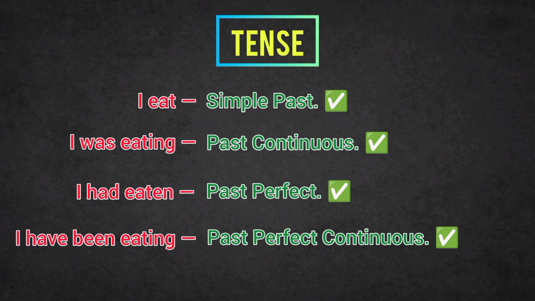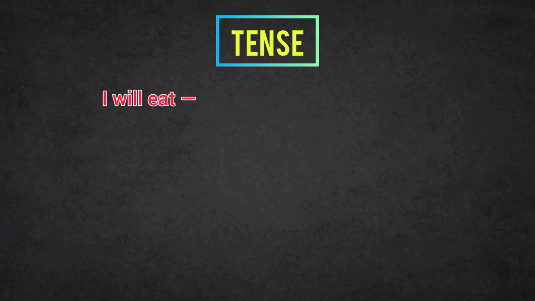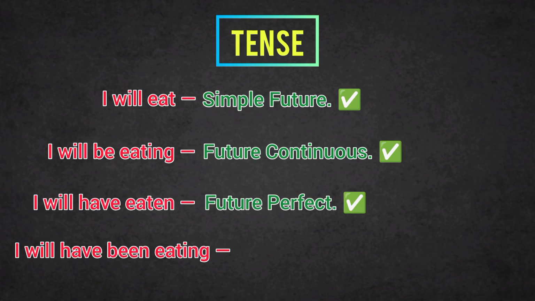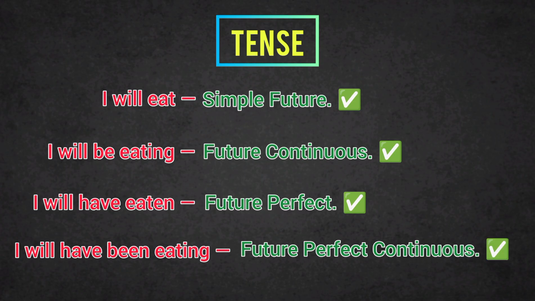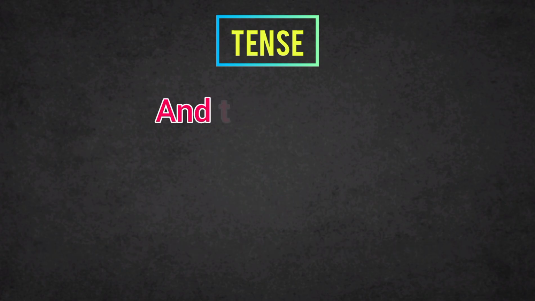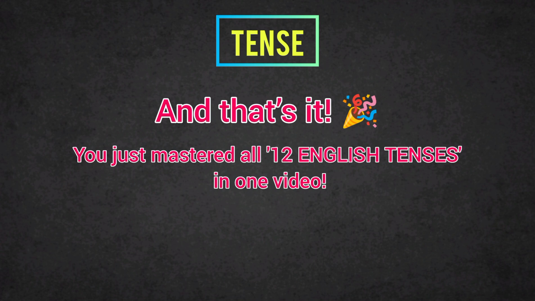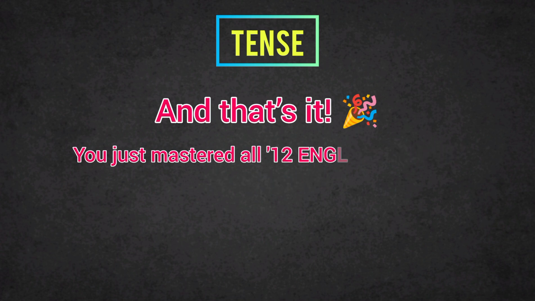I had been eating, past perfect continuous. I will eat, simple future. I will be eating, future continuous. I will have eaten, future perfect. I will have been eating, future perfect continuous. And that's it. You just mastered all 12 English tenses in one video.